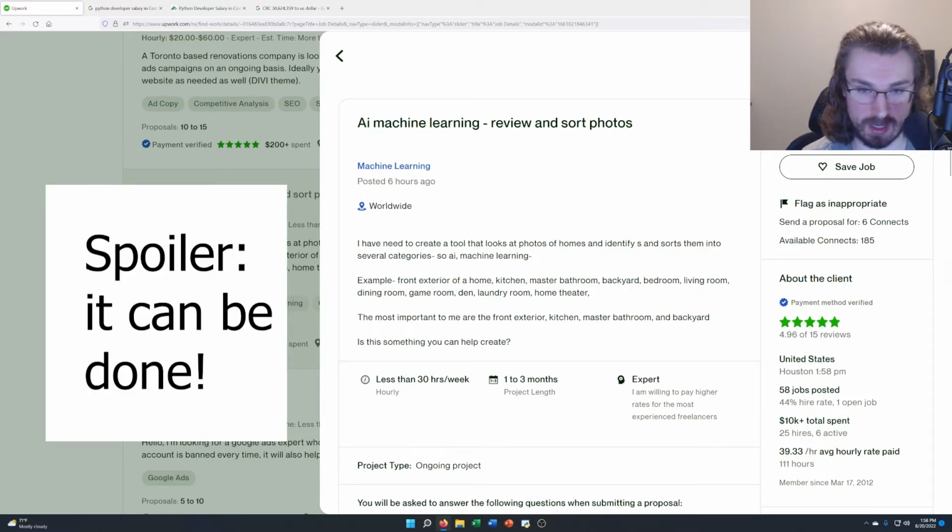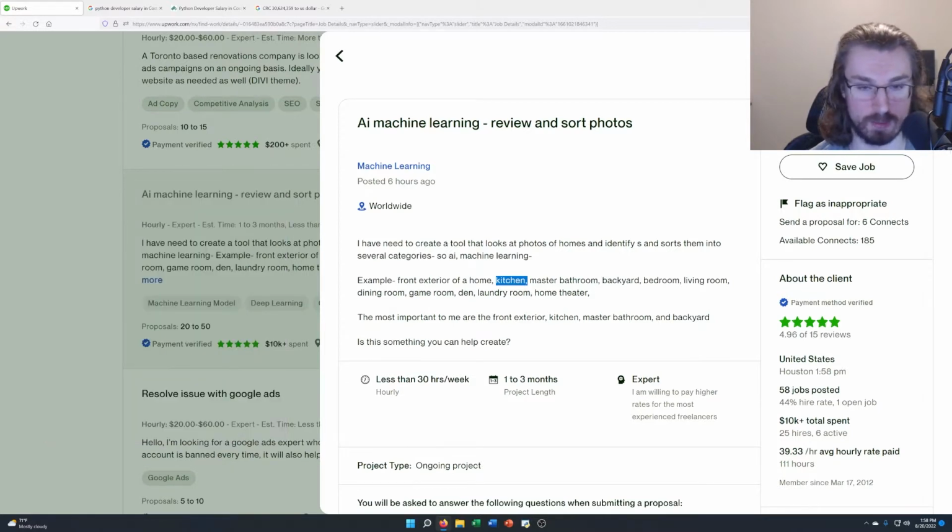With the kitchen, it would be able to look at the image and likely tell if it was a kitchen, because there would be specific appliances that would be very distinguishable for a machine learning model, right? It would be able to tell, oh, this is a stovetop, this is a microwave, this is a refrigerator, etc.